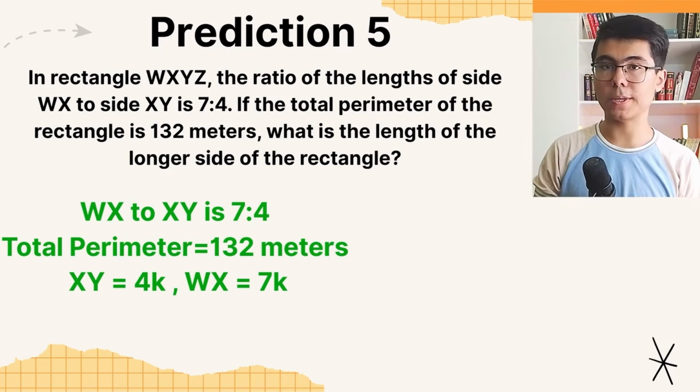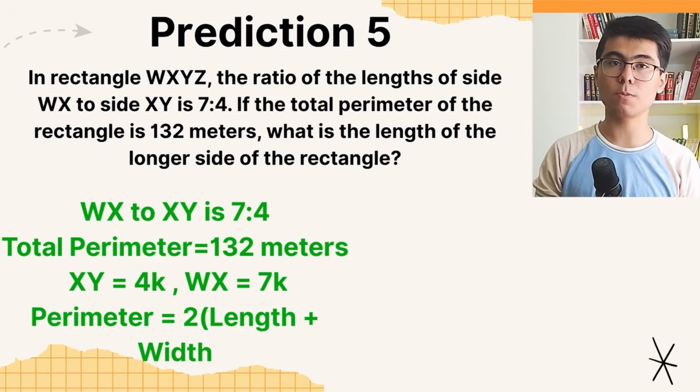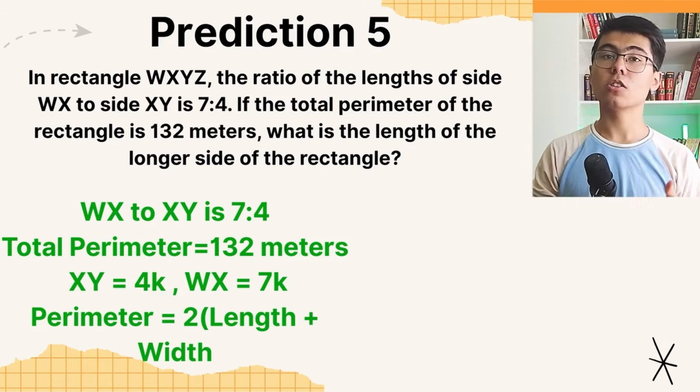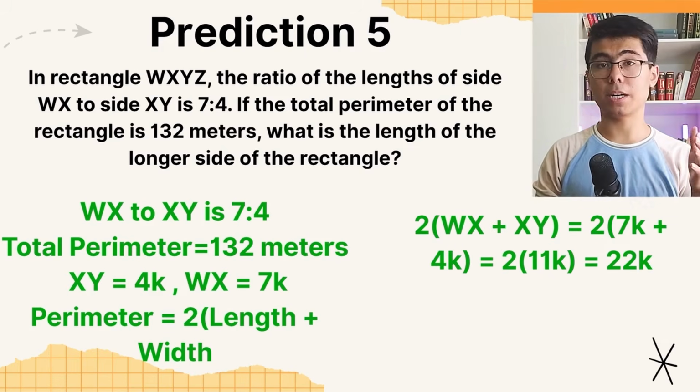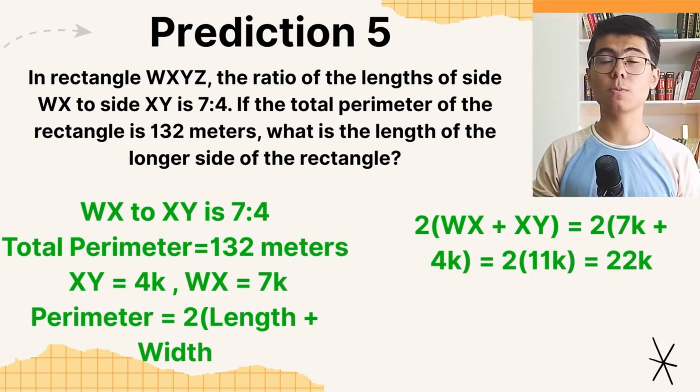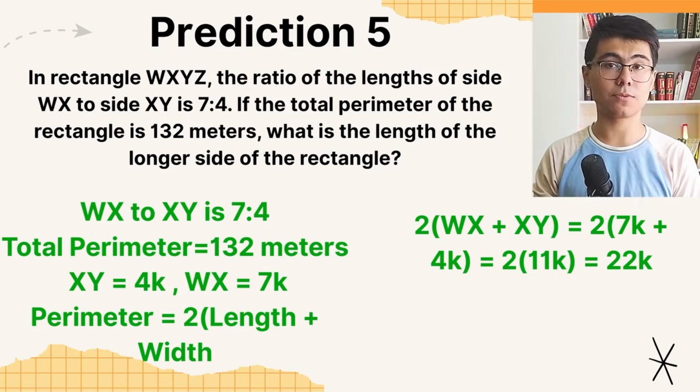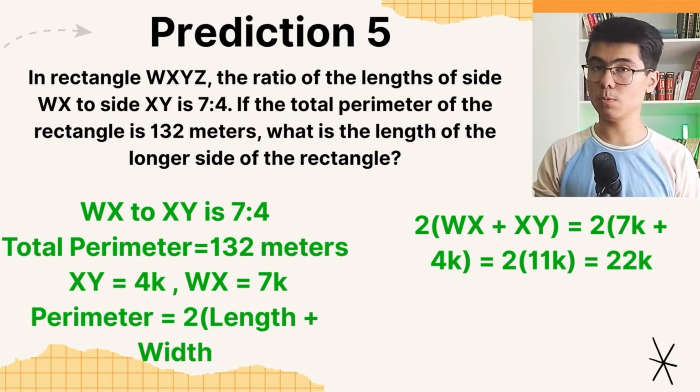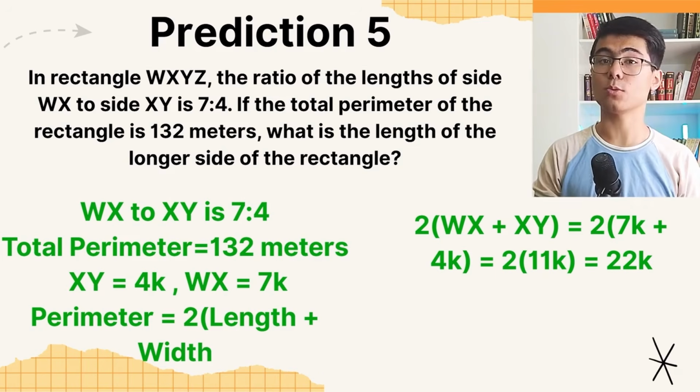Next, remember the perimeter formula. Perimeter equals 2 multiplied by length plus width. So here, that would be 2 multiplied by WX plus XY, which equals 2 multiplied by 7k plus 4k, which equals 2 multiplied by 11k, which equals 22k.